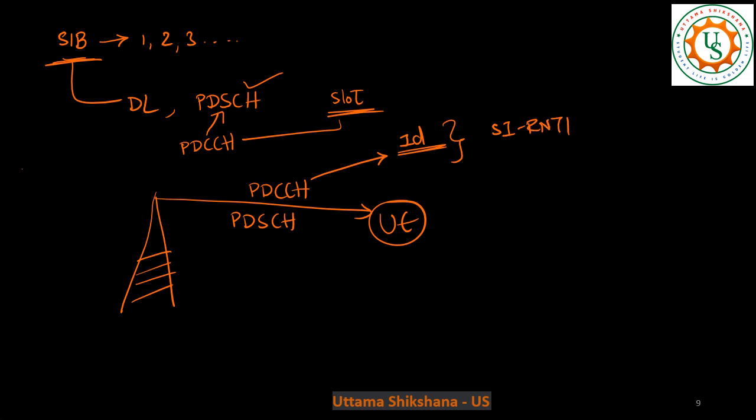Once this is decoded correctly using SI-RNTI, then from this PDCCH it gets to know where the resources are for it to decode the PDSCH, and once the UE decodes this PDSCH, it gets to know the contents present in SIB1 or SIBX. In that way the UE gets to know more and more configurations that can be used for the further communication.